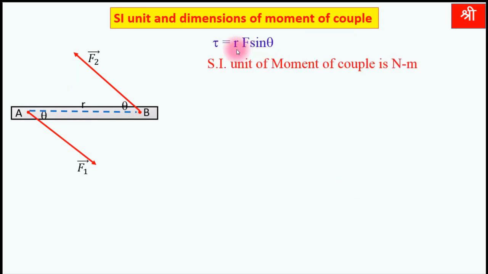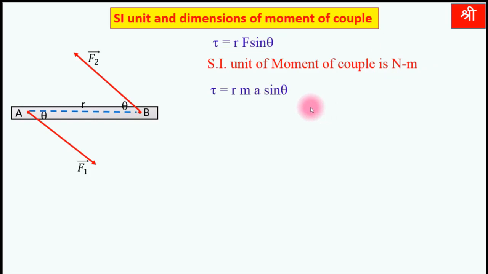Now we can use this formula to find SI unit and dimensions of this moment of couple. Now see, SI unit of force is Newton and that of R is meter. Sin theta does not have unit. Sin theta ला युनिट नसतं, म्हणजे टॉर्कचं युनिट काय झालं तर न्यूटन मीटर.